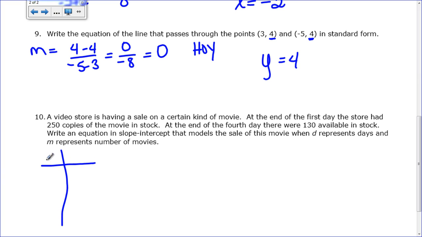And for now, I'm going to use D as my days, which is where I usually put my X, and M as my movies, which is where I usually put my Y, and I'm going to fill in what I know. Okay, at the end of day 1, there were 250 copies. At the end of day 4, there were 130 copies. And so to find slope, it's just the change in the y over the change in the x. So I find my change from here to here, which happens to be 120, and it's getting smaller, so it's a -120. So my numbers are decreasing.